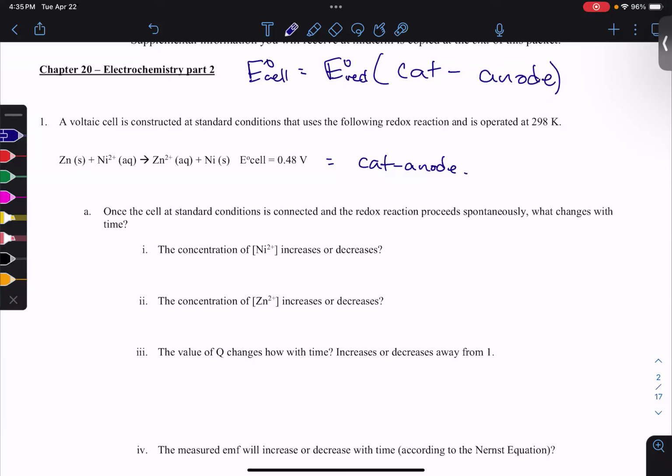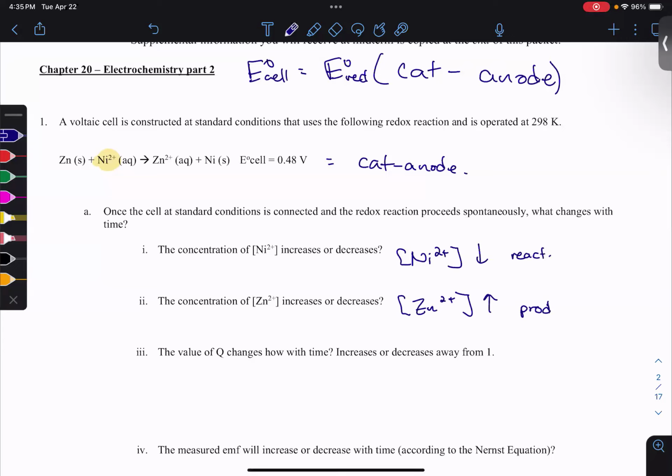How does the concentration of nickel change? Increase or decrease, or not change? It's going to decrease. Don't think about it too hard. Nickel 2+ is simply a reactant. So if this reaction happens, we're going to consume reactant. And on the reverse side, zinc 2+ concentration will increase because it is a product. Nickel 2+ decreases because it's a reactant.